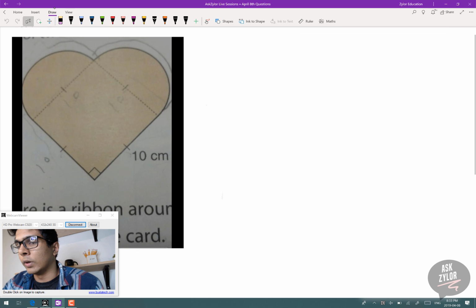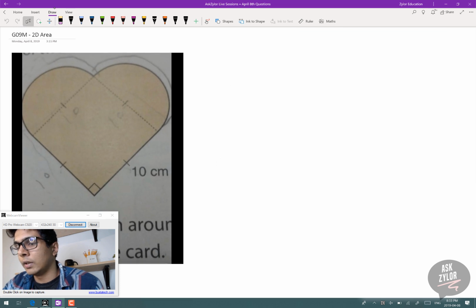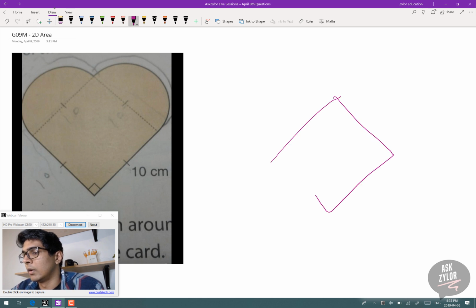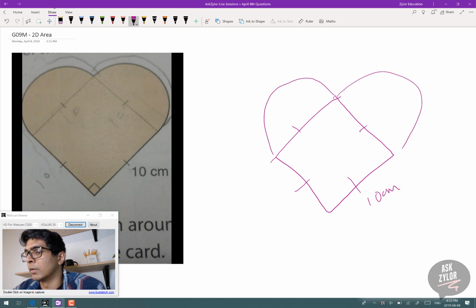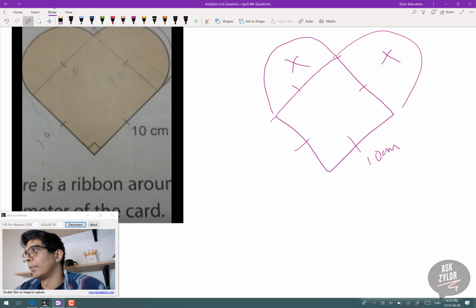So this is a common question. They're asking me to find the 2D area for this shape. It's an irregular shape. It's not a typical square. It's not a typical rectangle. It's a combination of multiple shapes. So I have a square, it seems like, with equal sides of 10 centimeters. And then I have half a circle and another half a circle. So these two half circles will add up to make a full circle.